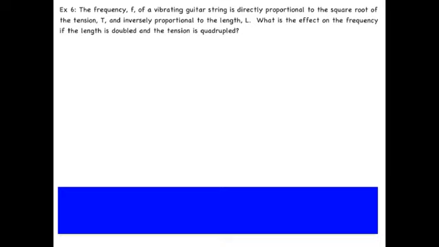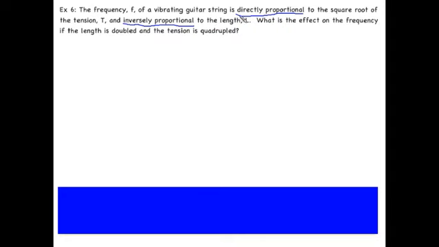The frequency f of a vibrating guitar string, very similar to the pipe organ example we already did, varies directly with the square root of tension and inversely, oh, we got another one there, inversely proportional to the length. What is the effect on the frequency if the length is doubled and the tension is quadrupled? Multiplied by 4 in that case.